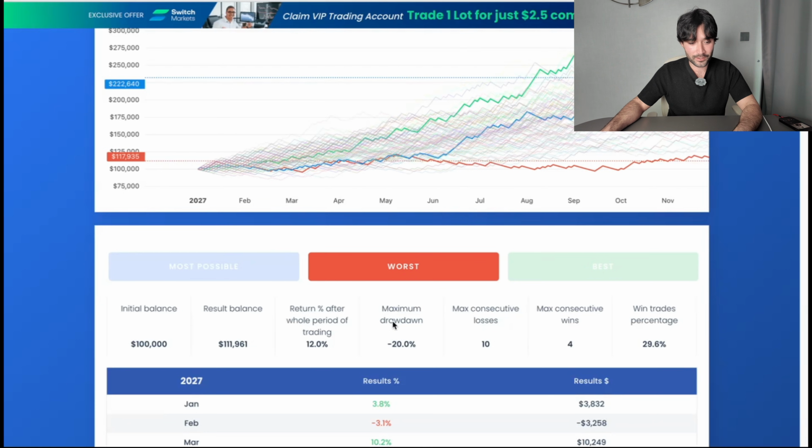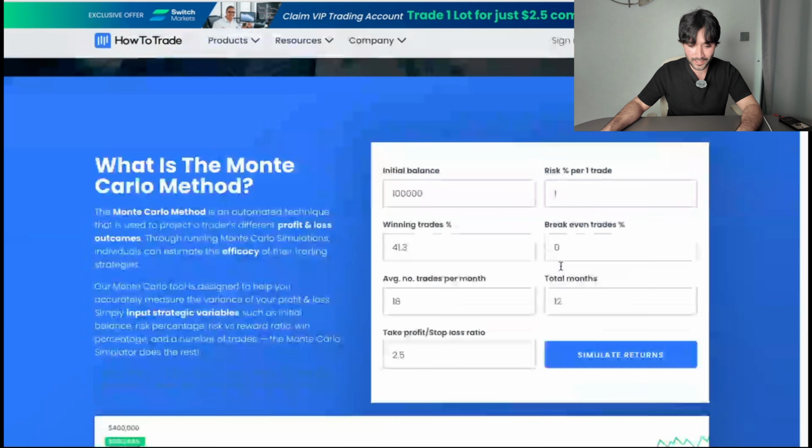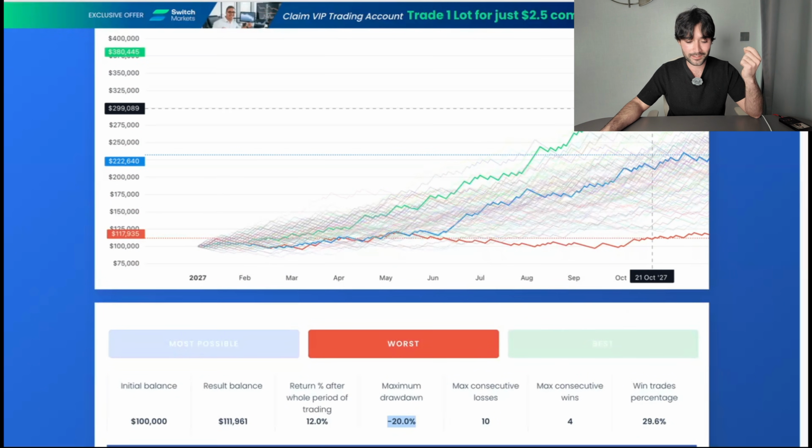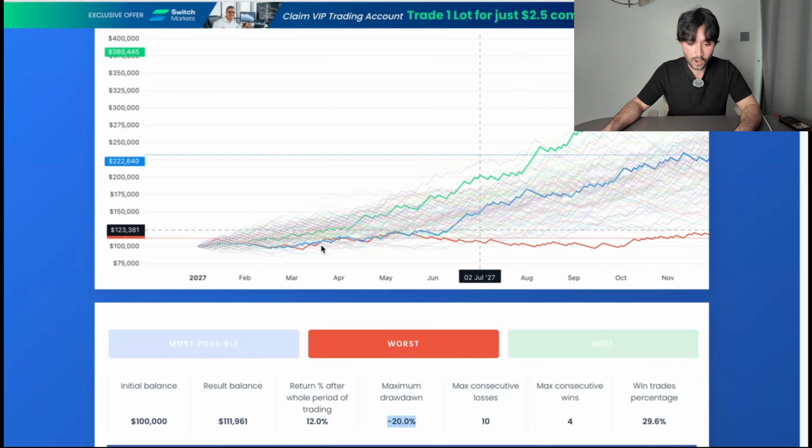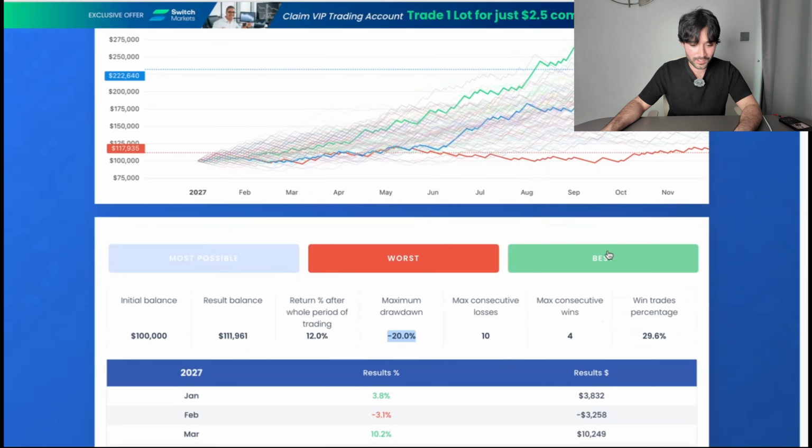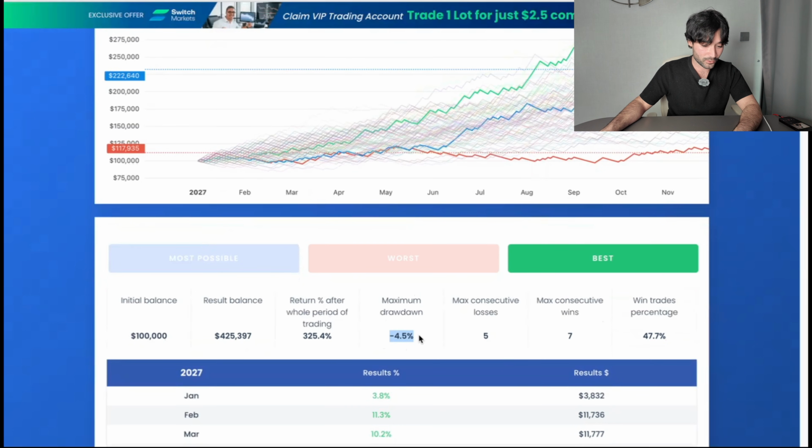And for reference standard, whenever I run a simulation, for the worst case, I want to see a 20% max to dictate my risk. So as you can see, risking 1%, 20%. So 1% is the max risk I would run on this given system. And of course, in the best case, we had only a 5% drawdown, which is excellent with about a 48% win rate.